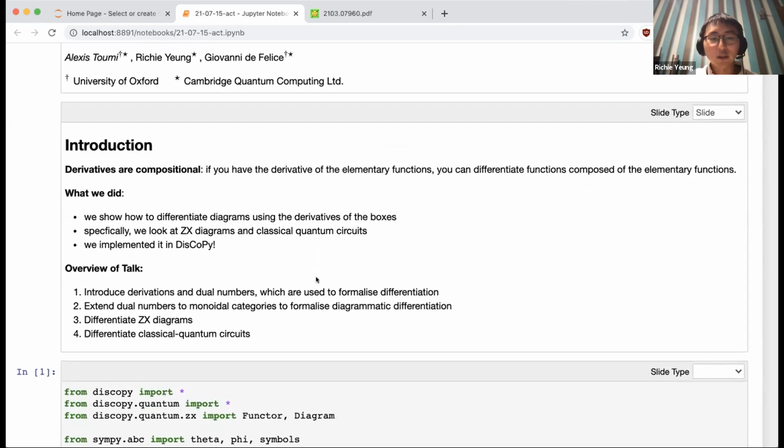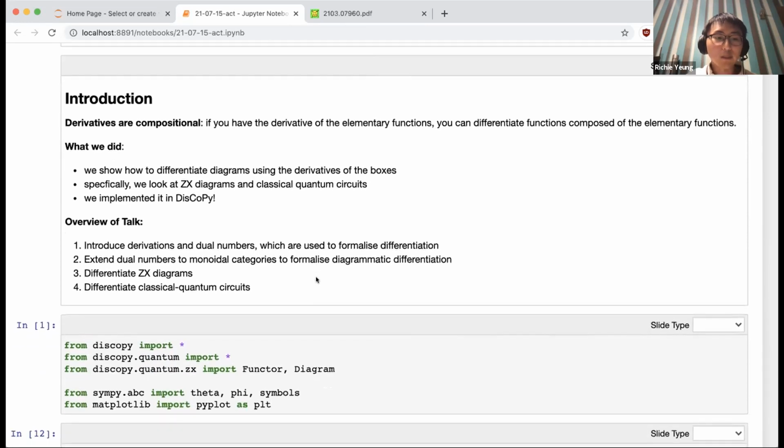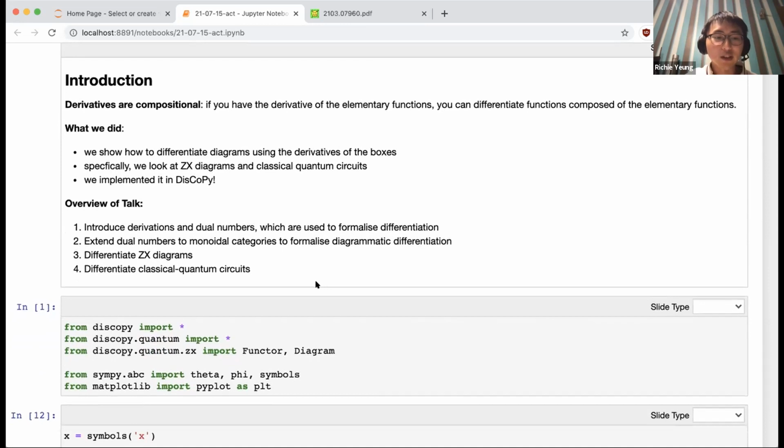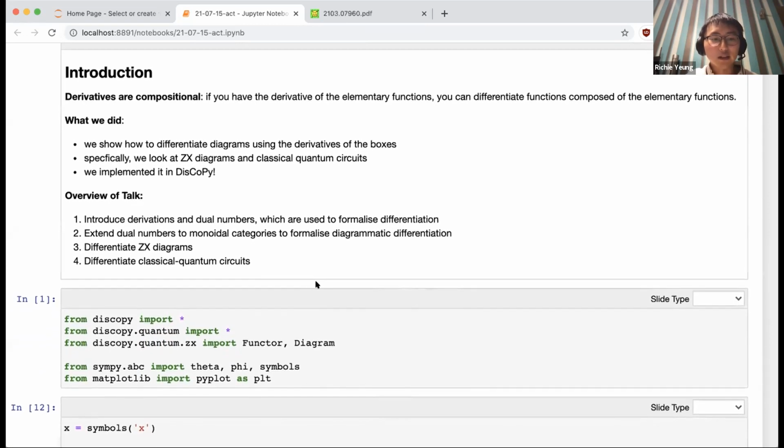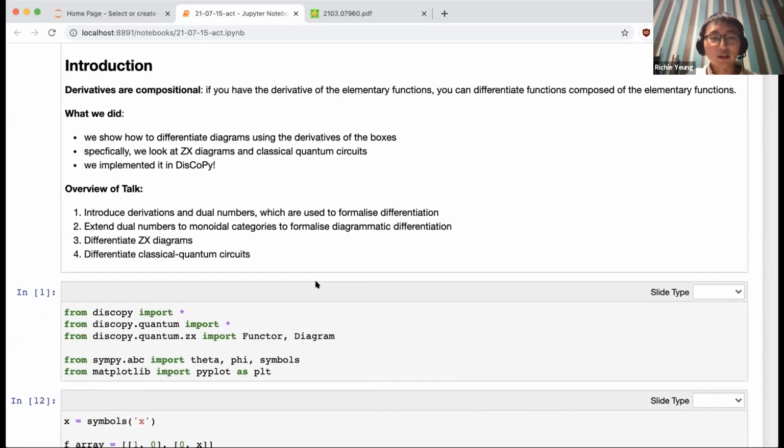And we took all this theory and implemented it into DisCoPy, which is a Python library for representing and manipulating monoidal categories. For an overview of the talk, I'm going to first introduce some basic mathematical concepts such as derivations and dual numbers, which are used to formalize regular differentiation. Then I'm going to extend these dual numbers to monoidal categories to get dual diagrams, which are used to formalize diagrammatic differentiation.